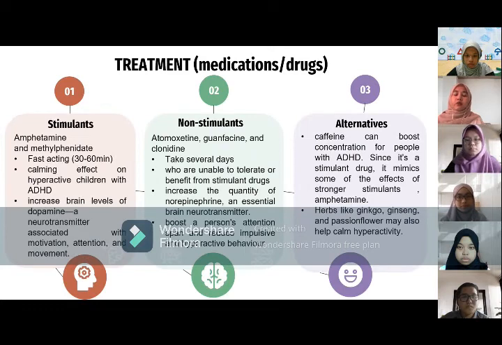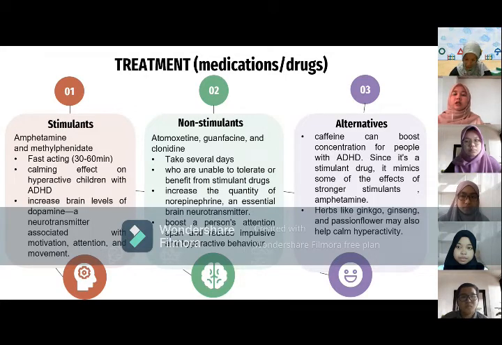Okay, for the stimulants, amphetamine and methylphenidate, they are fast-acting drugs which take about 30 to 60 minutes to give effects to the patient. They also produce a calming effect on hyperactive children with ADHD. They increase brain levels of dopamine, which is a neurotransmitter associated with motivation, attention, and also movement.